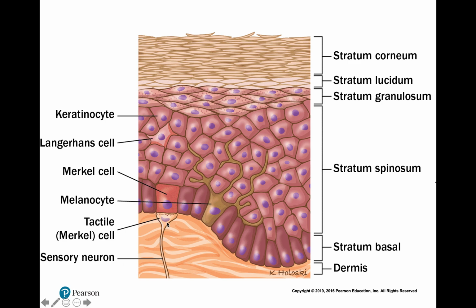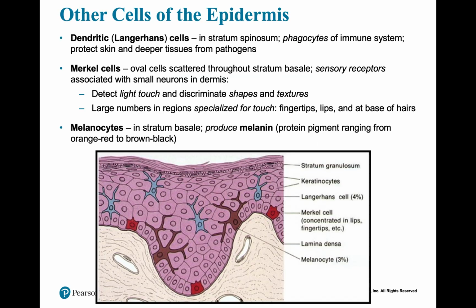So this is a sensory neuron of the nervous system, and what this cell type is able to sense is fine touch. So very fine touch, as well as it has the ability to discriminate textures and shapes. All right, so it detects light touch and discriminates shapes and textures. So you'll find larger numbers of Merkel cells in areas that are specialized for fine touch, like your fingertips, lips, and at the base of hairs.